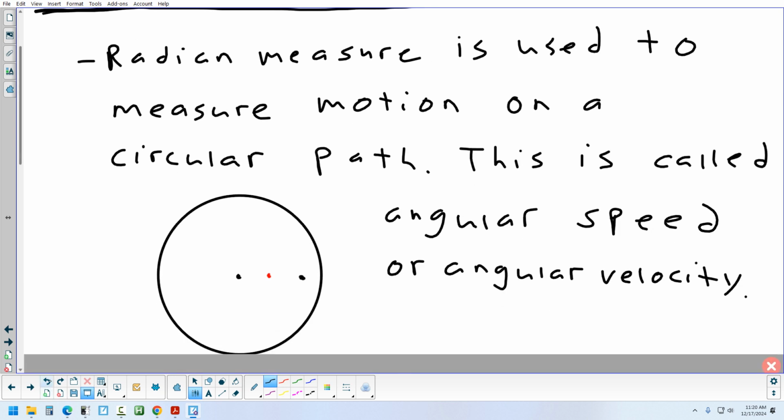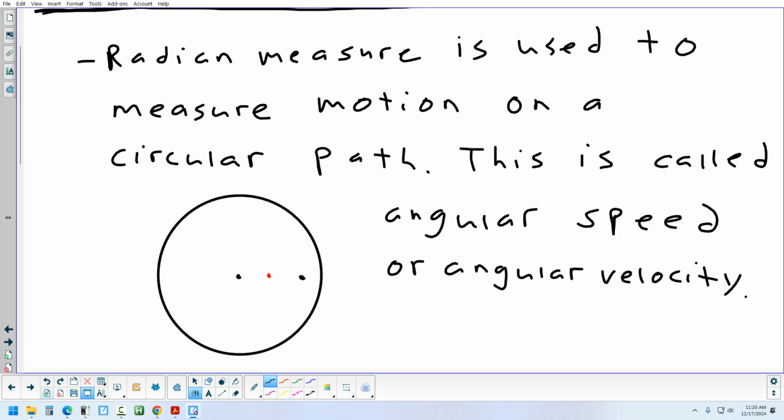So why don't we just use linear velocity? Why do we have to measure something in how many radians per second or how many revolutions per minute it's making? Why not just use miles per hour or feet per second or kilometers per hour? Well, if you use linear speed to describe something spinning, something kind of weird can happen.